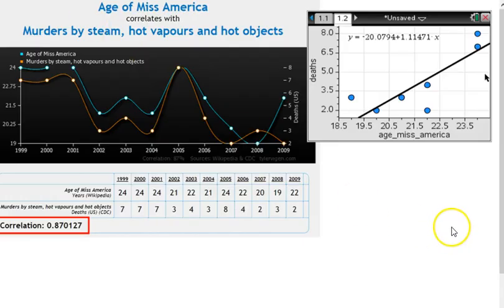First of all, the age of Miss America correlates very highly with murders by steam, hot vapors, and hot objects. If you look at the data here, there's the age of Miss America. Here are the various murders. The correlation is quite high. You can see a definite linear trend. But I know that we wouldn't say that the age of Miss America causes these deaths, nor would these deaths cause the age of Miss America. So there is no cause and effect here.